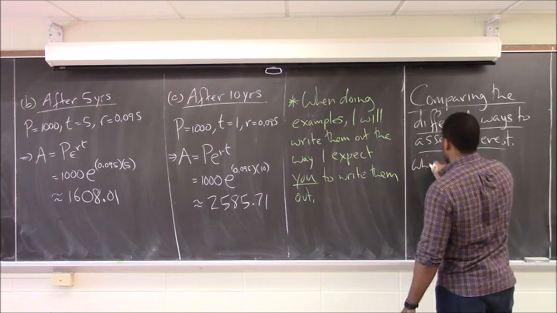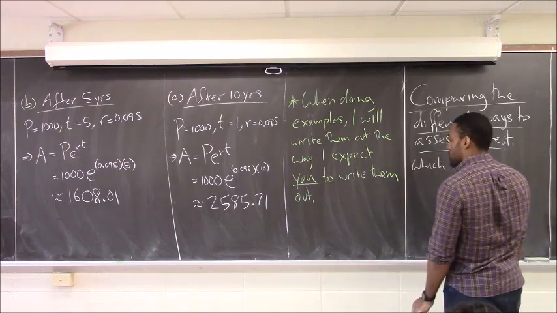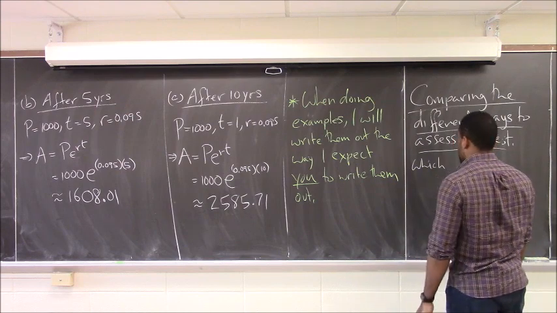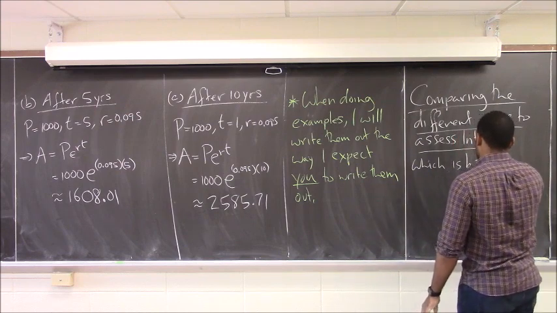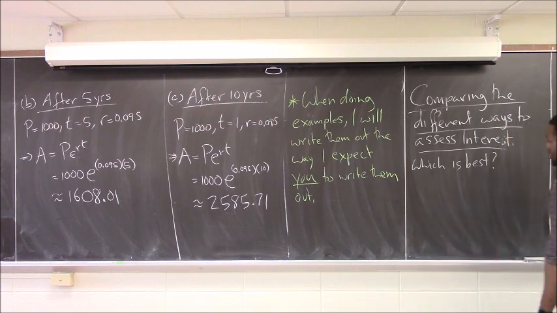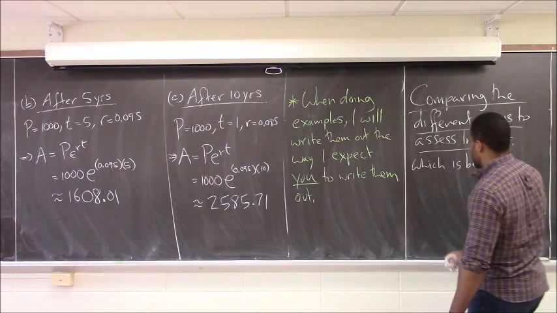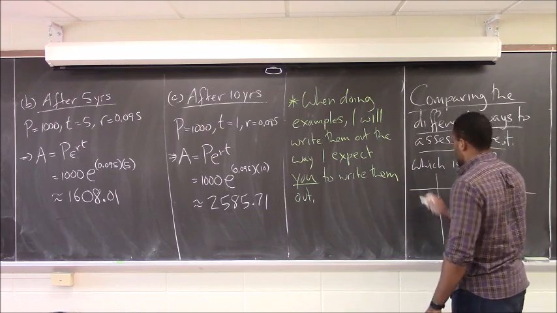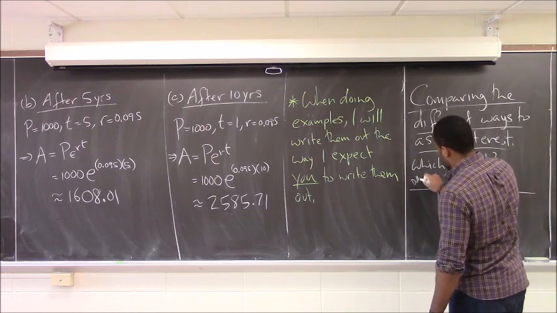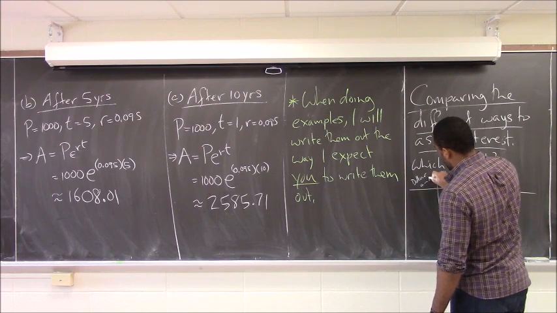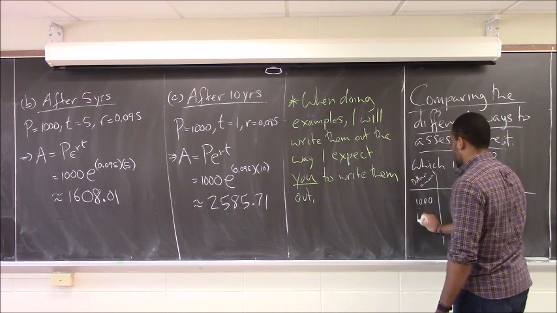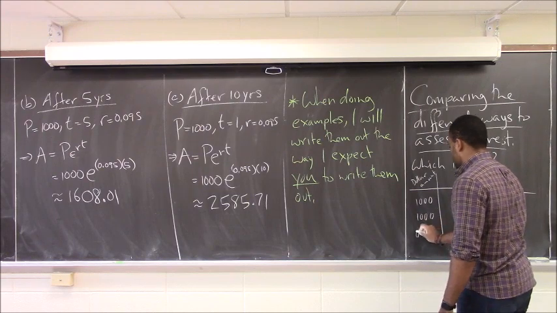There are times when you are comparing things where the numbers are often very close to each other, and you're actually not sure which is best or worst. So you can have something like a dollar amount. Let's say we're comparing 1,000 in each situation.